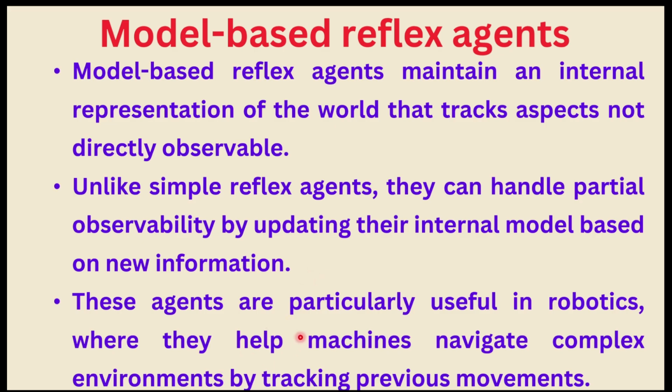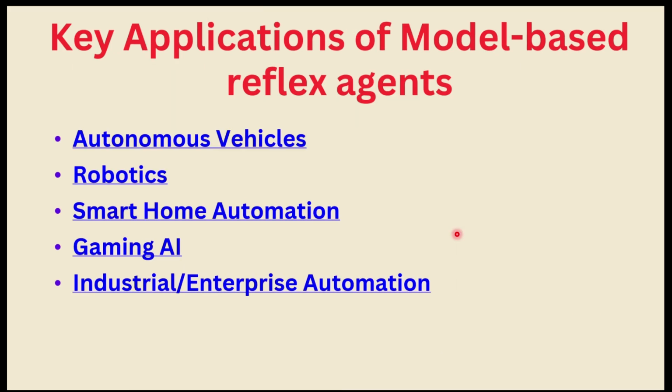These kinds of agents are particularly useful in robotics, where they help machines navigate complex environments by tracking previous movement. So this can be used in applications like robotics, where the machine is going to face a complex environment. Based on tracking the movements, automatically it can take the decision and act upon it. So this is the model based reflex agent.